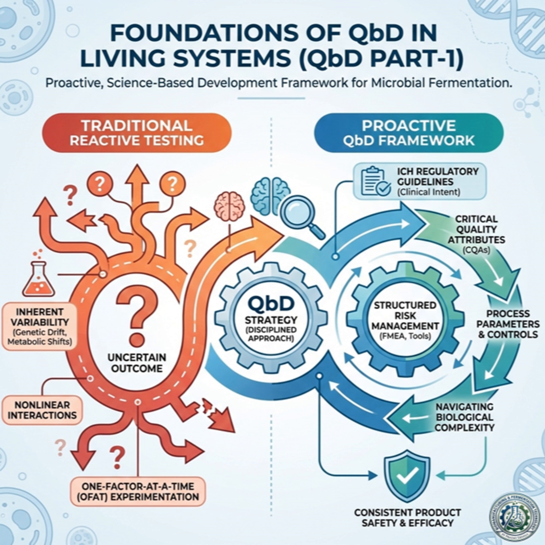By utilizing ICH regulatory guidelines, manufacturers can link a product's clinical intent to critical quality attributes and specific process parameters. The discussion emphasizes using structured risk management tools, such as FMEA, to identify how upstream biological fluctuations propagate through the manufacturing lifecycle. Ultimately, the material frames QbD as a disciplined strategy for navigating biological complexity to ensure consistent product safety and efficacy.